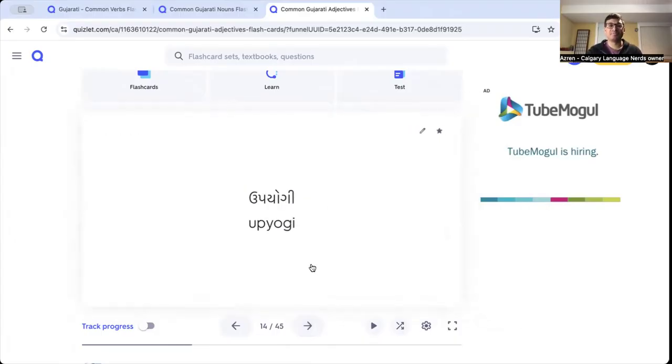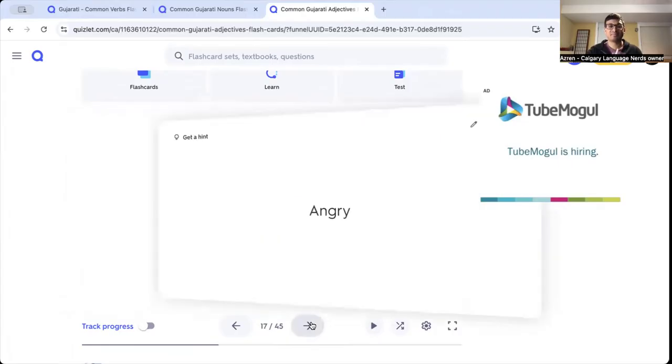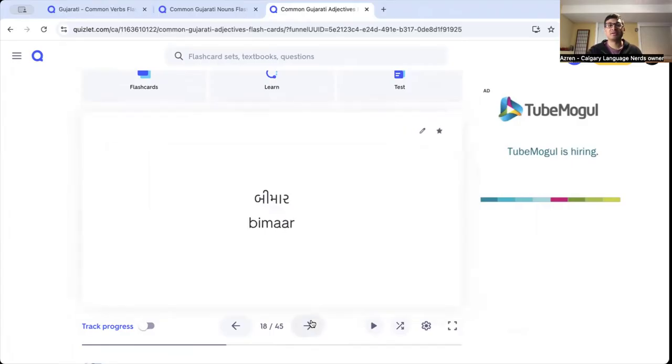Useful. Upyogi. Happy. Kush. Sad. Udas. Angry. Gusse. Sick. Bimar. Smart. Hoshyar. Pretty. Sundar. Strong. Majboot. Healthy. Swast. A lot, ganu. We also have the word bow. Bow could also be a lot. It's not written here, but it could be.